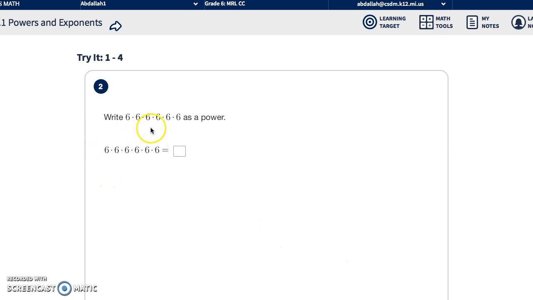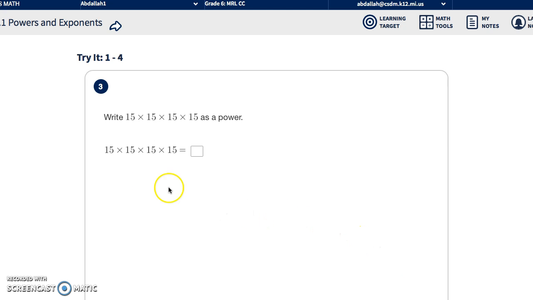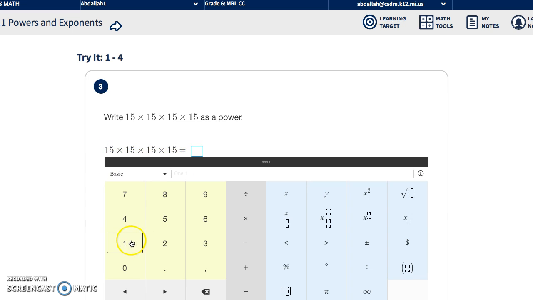Now they're saying write 6 times 6 times 6 times 6 times 6 times 6 as a power. So I know I'm going to have an exponent 1, 2, 3, 4, 5, 6. So the base 6 is being multiplied to the power of 6 times. Try this one. The base is 15, so 15 times 15 times 15 times 15. The base that's being multiplied is 15, and it's being multiplied to the power of 1, 2, 3, 4, so my exponent will be 4.